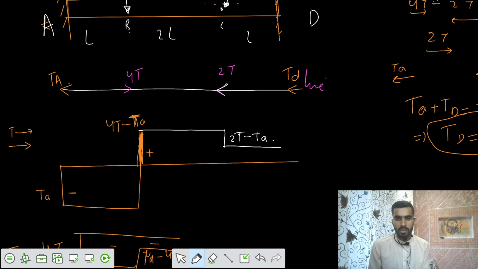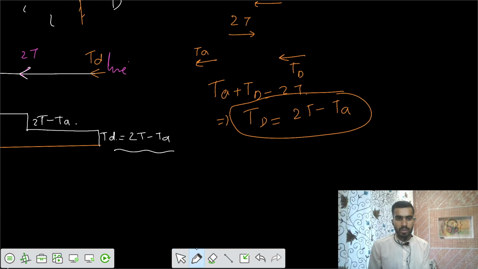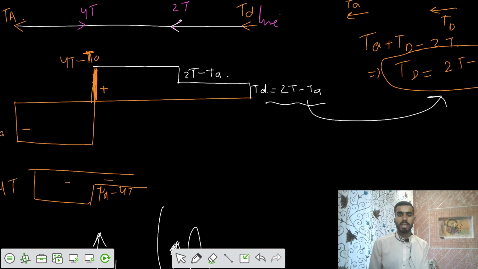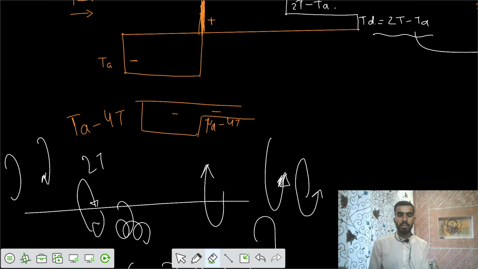Then after that it is constant, and after that it would decrease because your TD is in the opposite direction. So this is TD equals 2T minus TA. And if you see from the diagrams also, this is satisfied. So this is correct. TD equals 2T minus TA. Now one thing is that we know the compatibility condition.